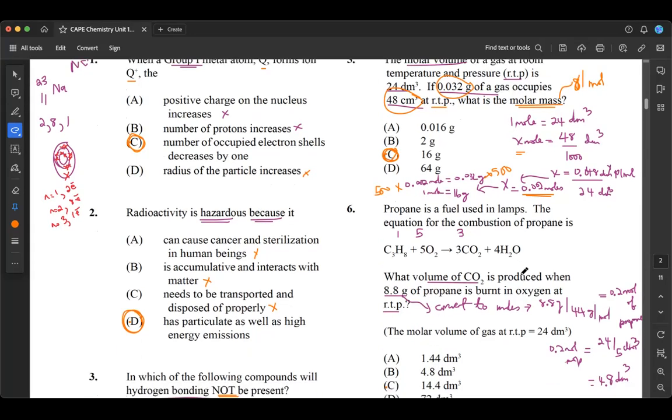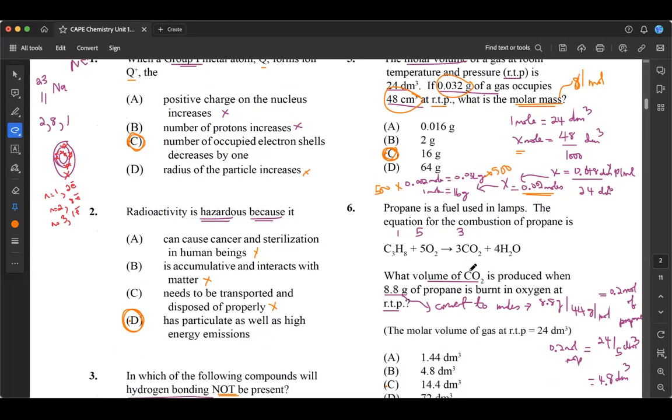So the question is saying, what volume of CO2 is produced when 8.8 grams of propane is burnt in oxygen at RTP? We're at RTP, and we know that at RTP, 1 mole of a gas is going to occupy 24 dm cubed. So let's write that down right away. They want us to find the volume of carbon dioxide if 8.8 grams of propane is burnt in oxygen.